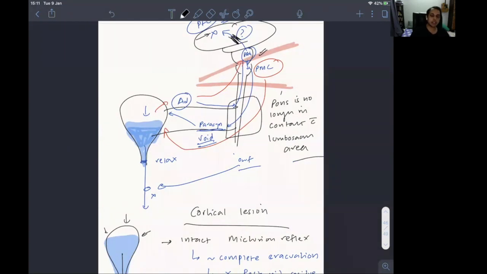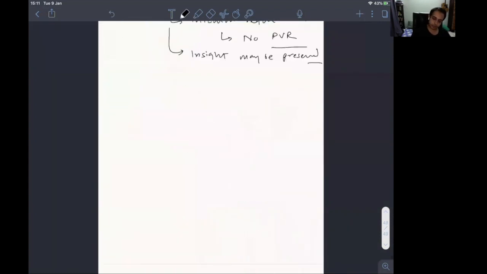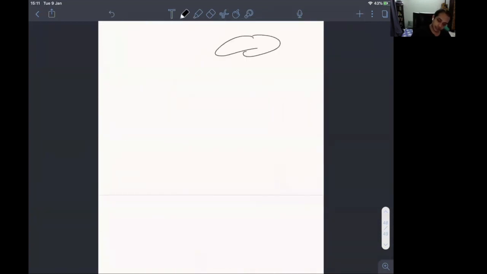Okay, so whether there is a lesion in the pons itself or there is a lesion below the pons, anywhere in the spinal cord, at the cervical or the thoracic level, the final outcome is that the pons is now disconnected from the lumbosacral area. So now what will happen? In this case, the lumbosacral area is sort of doing its own thing.